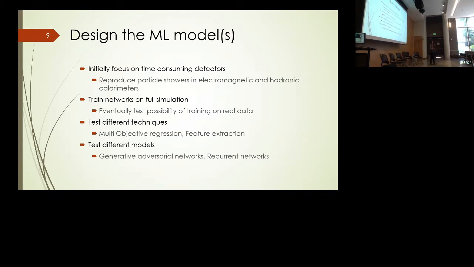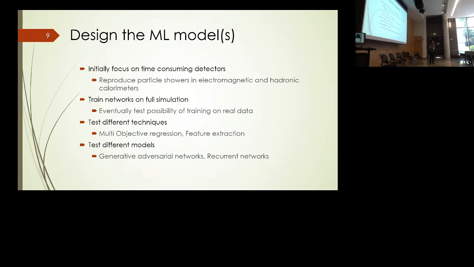For experiments like ATLAS or CMS, calorimeters are, of course, such detectors. And we start working on training the networks on fully simulated events, so basically GeantV events currently. But eventually we would also like to test the possibility of training using real data. We also want to look at different techniques and different models. And the work that we started doing right now is to look at how generative adversarial networks work.